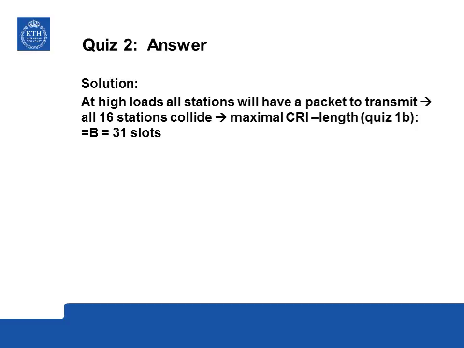So here's the correct answer. At very high loads, all stations will have a packet to transmit, so there will be 16 stations colliding in every conflict resolution interval, and we found from quiz 1b that the length of that conflict resolution interval was 31 slots. So then we can compute the ratio n divided by Bn to be 16 over 31, and so the maximum throughput has to be less than or equal to 0.51.